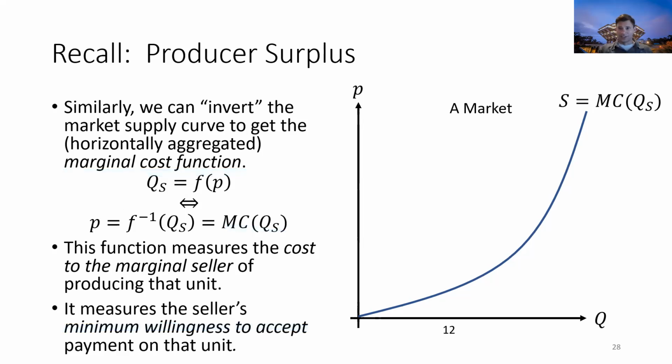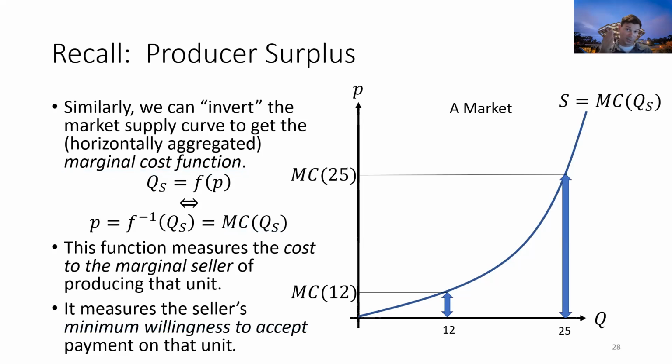So we recognized here that if you were to plug in the 12th unit, we go up to the supply curve, and that tells us the marginal cost of producing the 12th unit. If we plugged in the 25th unit and went up to the supply curve, that tells us the cost to the seller of producing the 25th unit.